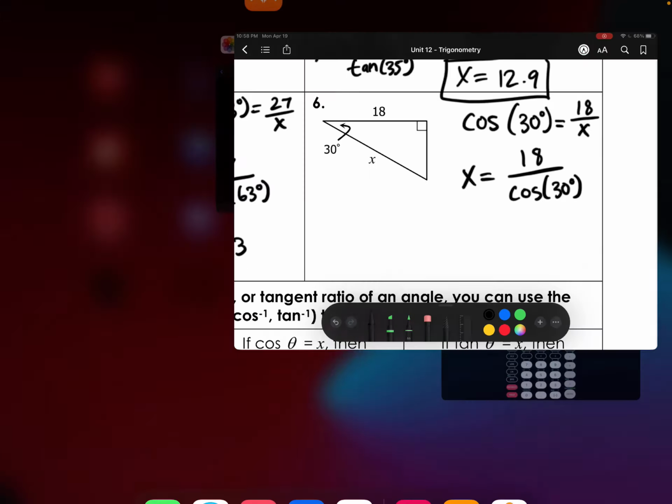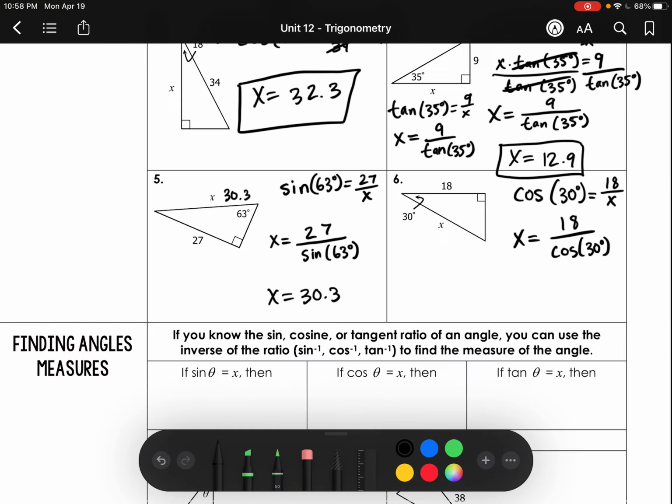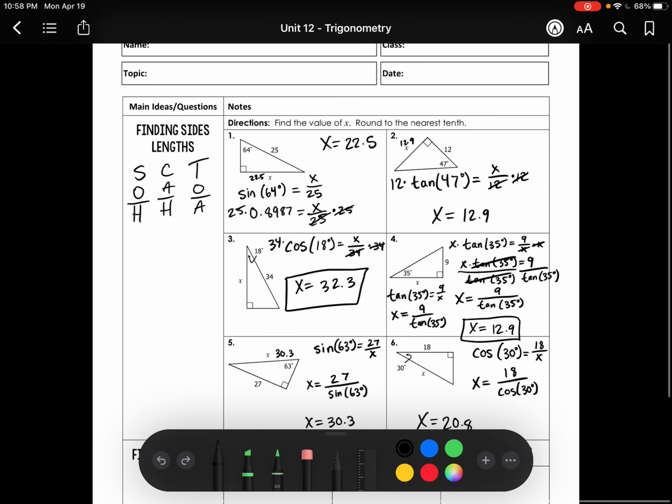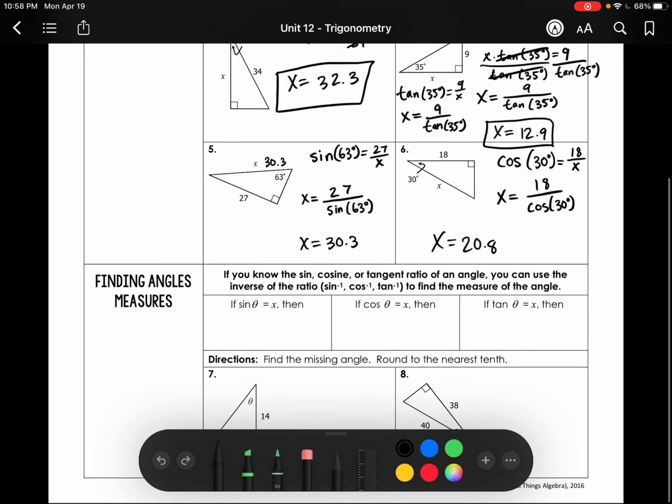So you're going to go to your graphing calculator. You're going to type in 18 divided by cosine of 30 degrees. Oh, whoops, not 3. Cosine of 30 degrees. And you get 20.78, which we'll round to 20.8. So x is equal to 20.8, which is this side right here. All right, so this is pretty simple. Once you get the math part down, you let your graphing calculator do all the work. And just make sure that you have it set to degrees and not radians.